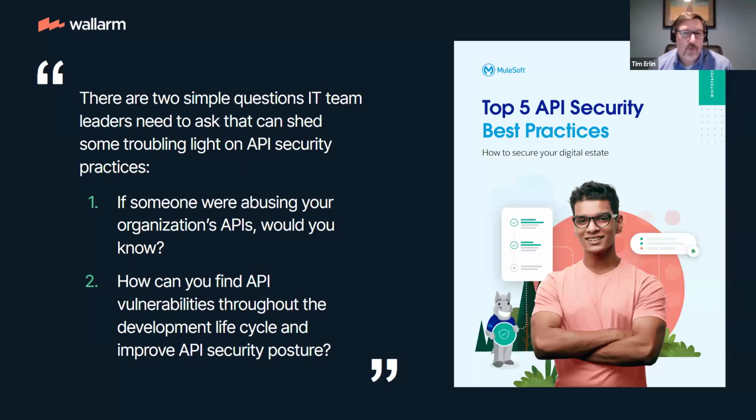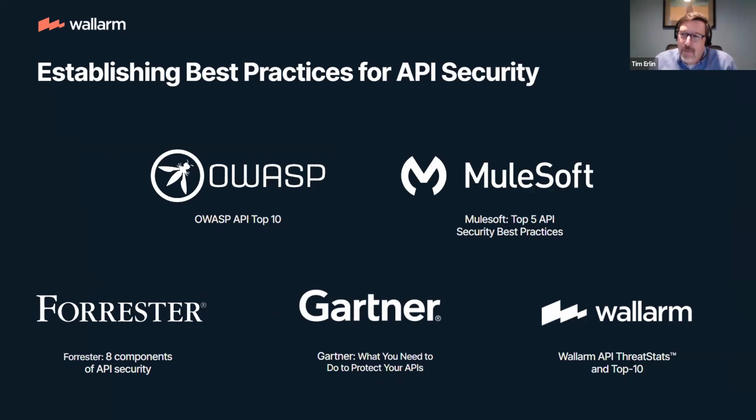So there's nothing wrong with looking to MuleSoft for some guidance around what you should be doing to secure those APIs. But MuleSoft isn't the only organization out there providing guidance. There are a bunch of them. You've got OWASP, who produces their API Top 10. You've got analyst firms like Forrester and Gartner that also produce guidance around API security. And then, of course, you've got vendors like Wallarm and our research around what we call API ThreatStats and what those threats look like, which is a little bit less guidance and more assessment of the threat environment, but there's certainly guidance in there.